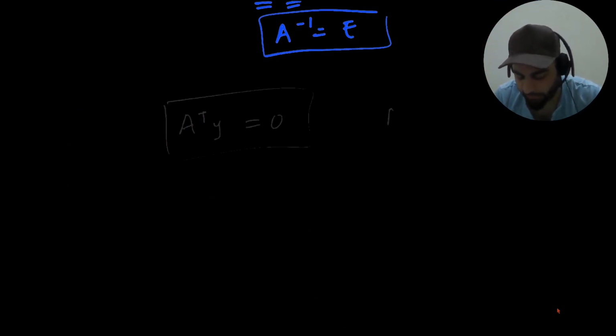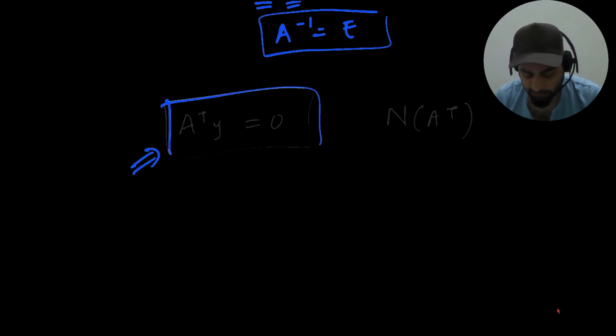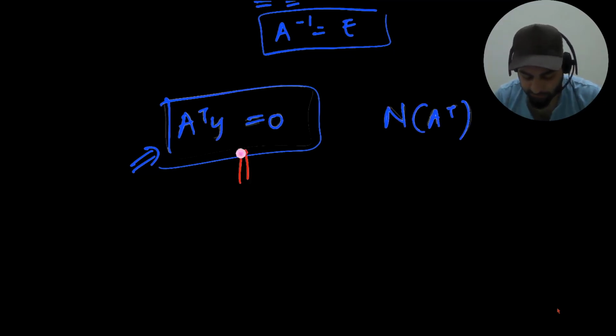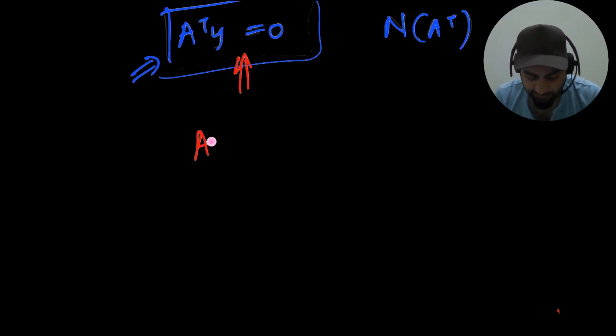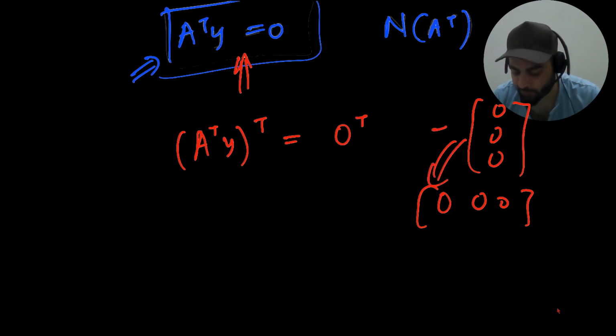If you say that A transpose y is equal to 0, that's the meaning of the null space of A transpose. So if I transpose the whole of this, A transpose y is equal to 0, I'll get (A transpose y) whole transpose and 0 transpose. This is the meaning of transpose on zeros.